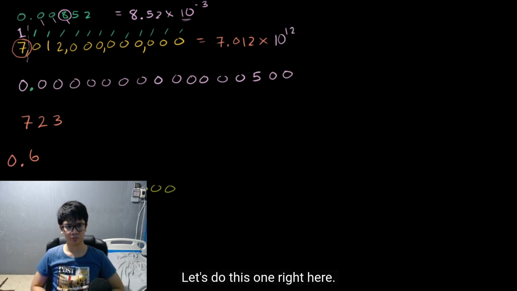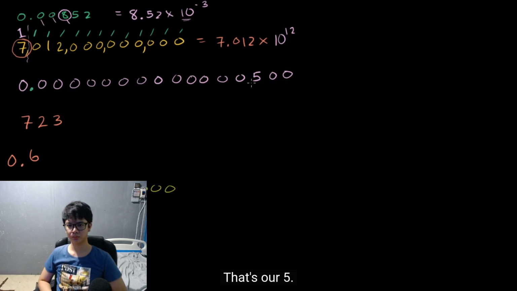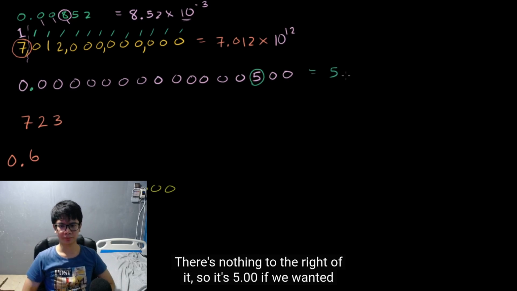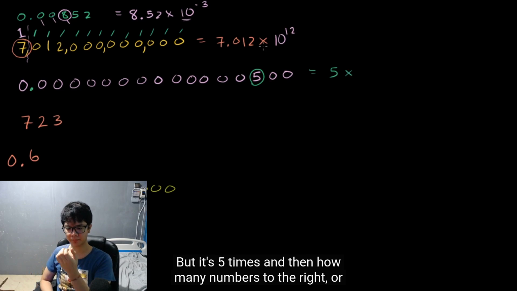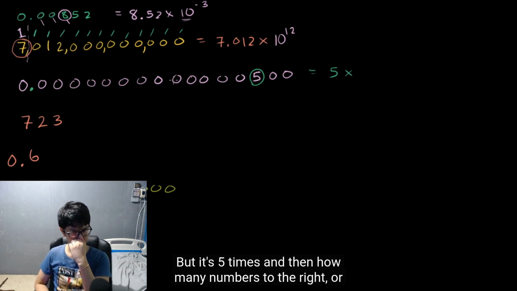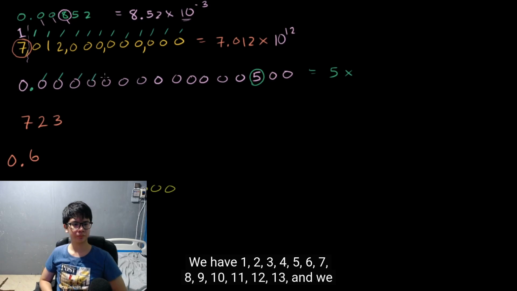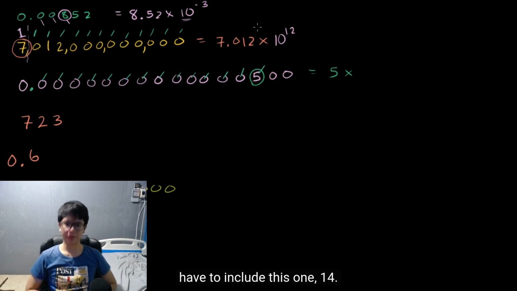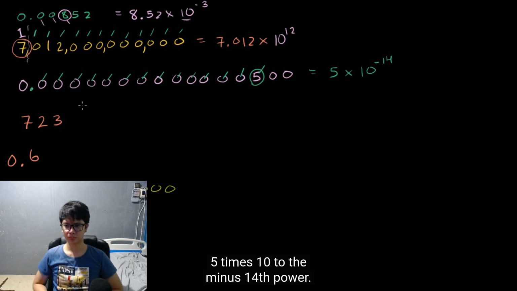Let's do this one right here. So we go behind our decimal point, we find the first non-zero number, that's our 5. So it's going to be equal to 5. There's nothing to the right of it, it's 5.00 if we wanted to add some precision to it. But it's 5 times, and then how many numbers to the right of the decimal do we have? 1, 2, 3, 4, 5, 6, 7, 8, 9, 10, 11, 12, 13, and we have to include this one, 14. So 5 times 10 to the minus 14th power.